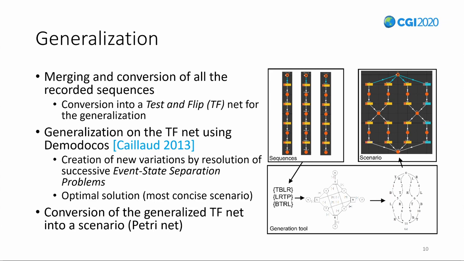And test and flip networks have been selected among other classes of Petri networks because they are not only well suited to express technical procedures, but also because their synthesis reduces to the resolution of systems of linear equations in the Booleans that can be done in polynomial time. Finally, the generalized test and flip network is converted back into a Petri network to be used as a scenario.